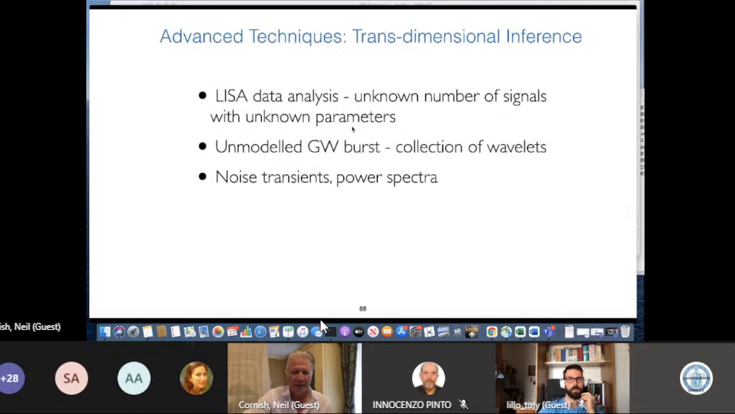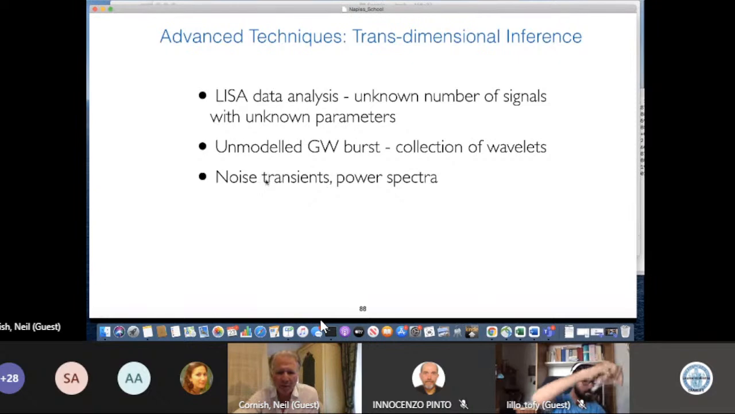So just a little on some of the more advanced techniques. As I mentioned earlier, with this future LISA detector, space-based detector, there's going to be huge numbers of signals all overlapping with unknown parameters, and we don't know how many of those signals are going to be detectable. So we actually don't really know the dimension of the space that we're trying to search. In the case of LIGO and Virgo and also these other detectors, we also are interested in trying to find unmodeled gravitational waves. So we can model those as a collection of wavelets, but we don't know how many wavelets we should add to the model.